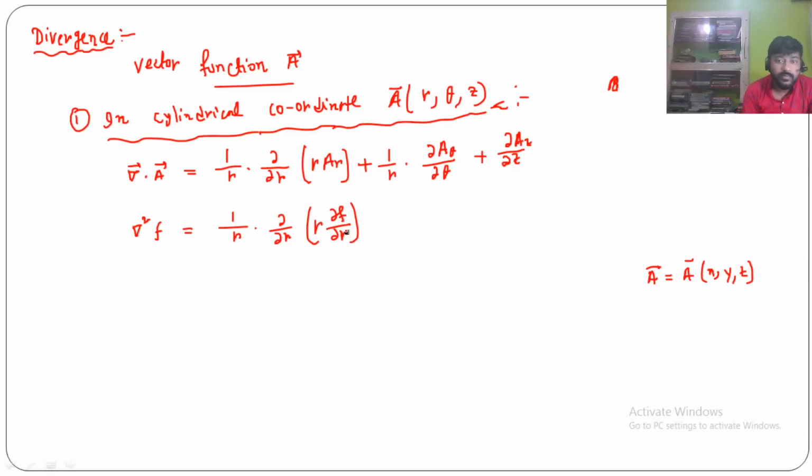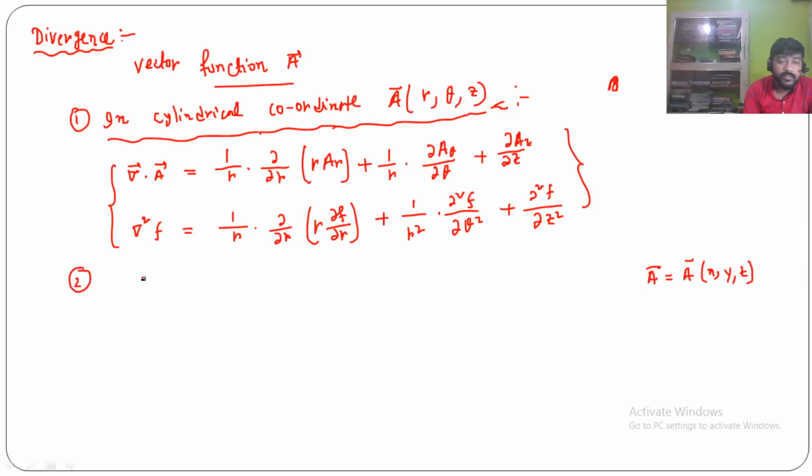The rest of the thing is the same. Because it is del square, the second derivative will appear, so next I will write 1 upon r square into del 2 f upon del theta 2. Again the second derivative arises, and the last term will be very simple, that is del 2 f by del z 2. So you can write del square as well as divergence in cylindrical coordinate system.